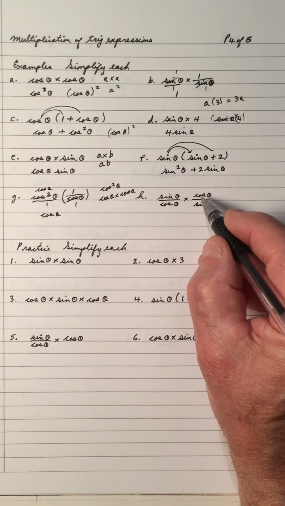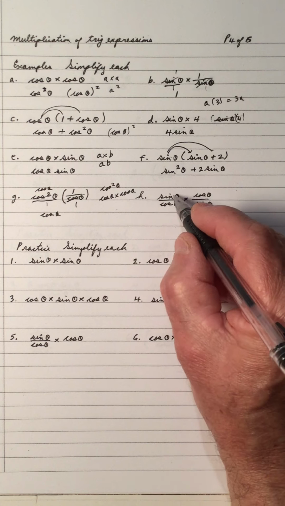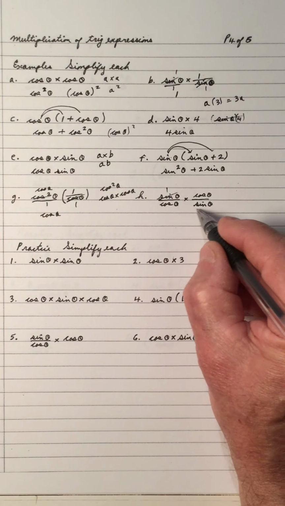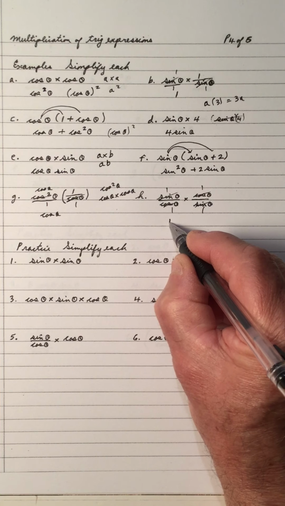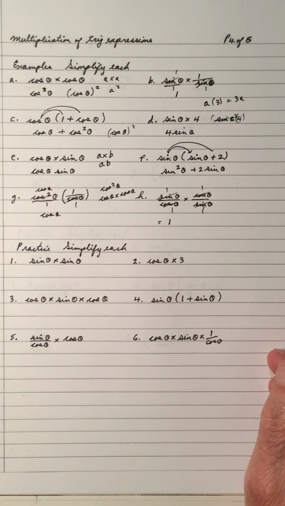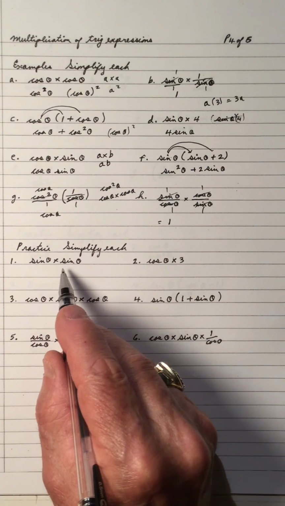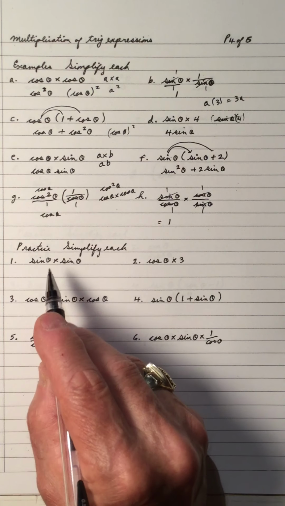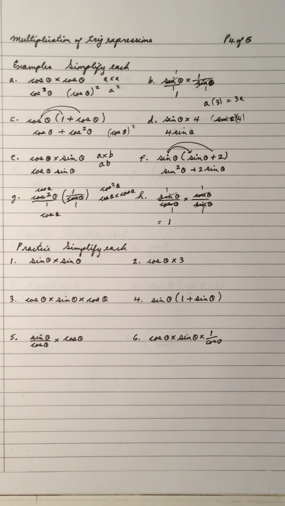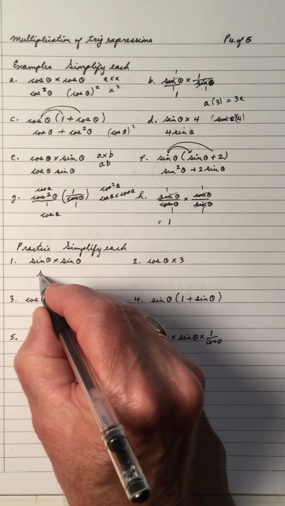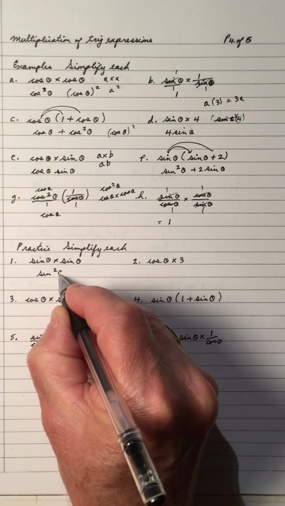We're multiplying fractions. We cancel if we can. So the signs cancel out, top and bottom. The cos cancels out, top and bottom. And we get 1 over 1, which is 1. And that's a little bit on multiplication. Now you practice. Practice means pause the video and work out these 6 answers, and then press play to see if you're right. Sine times sine is sine squared theta.